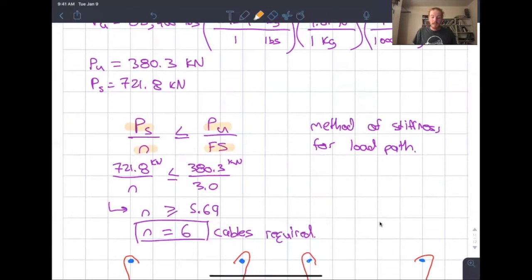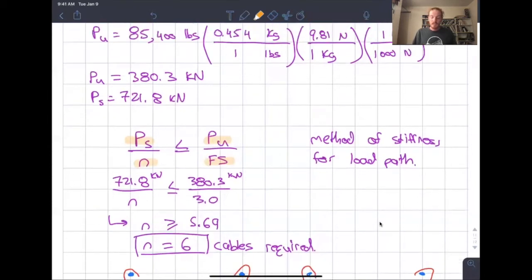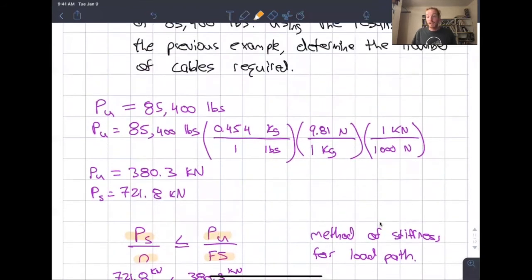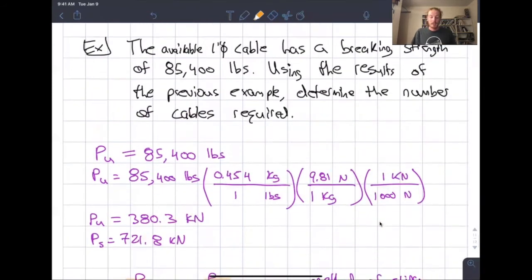What about P sub S? Can we change the applied load on our bridge? We might be able to change some of the geometry to reduce P sub S. We could move our abutments or something. But that was pretty hard to change. But what about P sub U? P sub U was a given based on the number of cables we had, or the size cable we had.